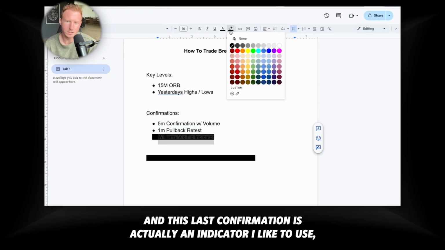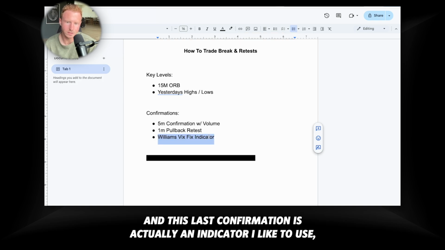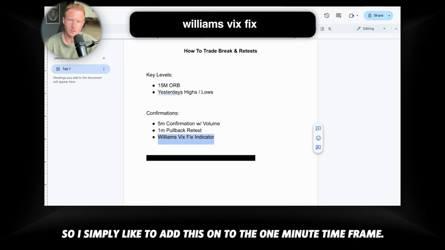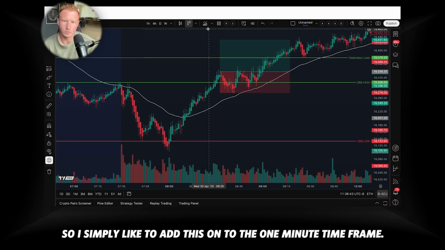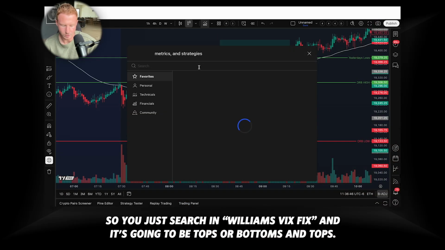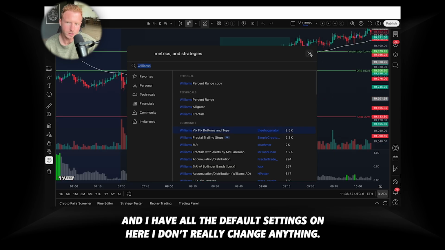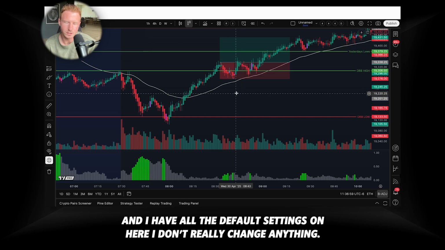And this last confirmation is actually an indicator I like to use. It's a volatility momentum indicator called the Williams VIX Fix. So I simply like to add this onto the 1-minute time frame. So you just search in Williams VIX Fix and it's going to be bottoms and tops. And I have all the default settings on here. I don't really change anything.